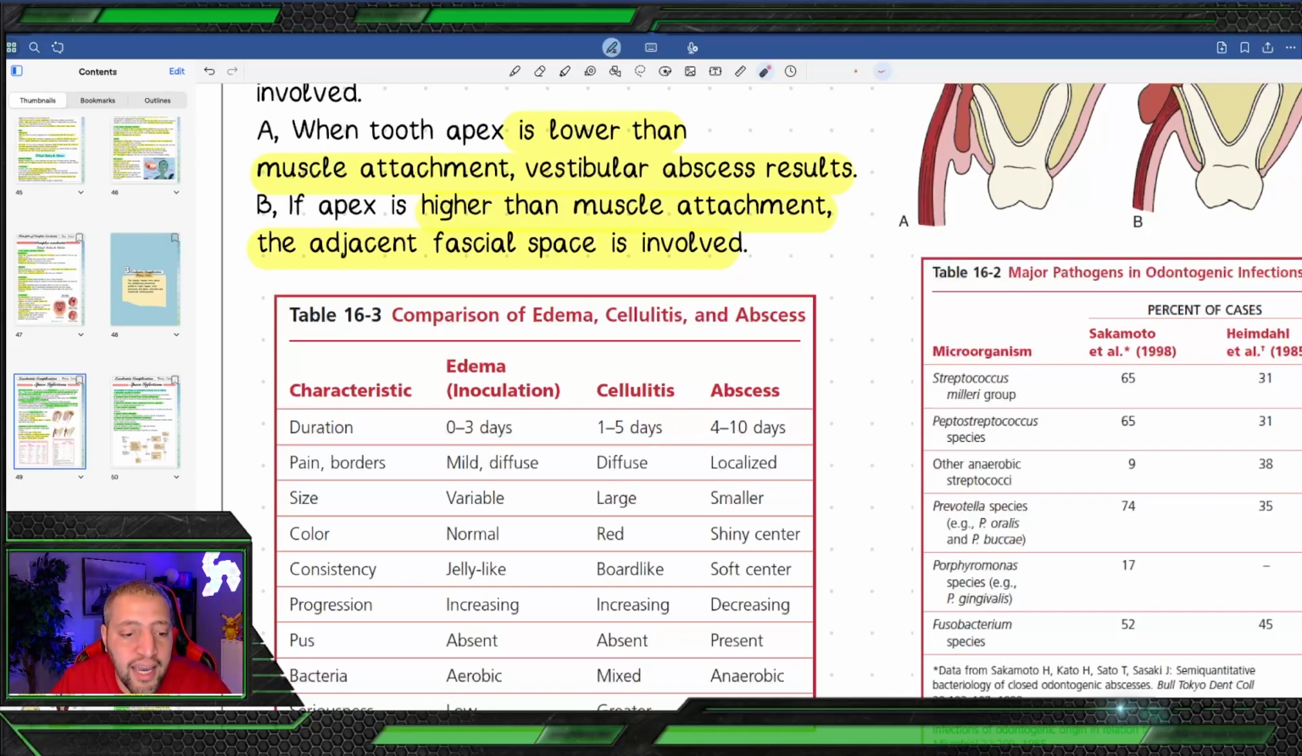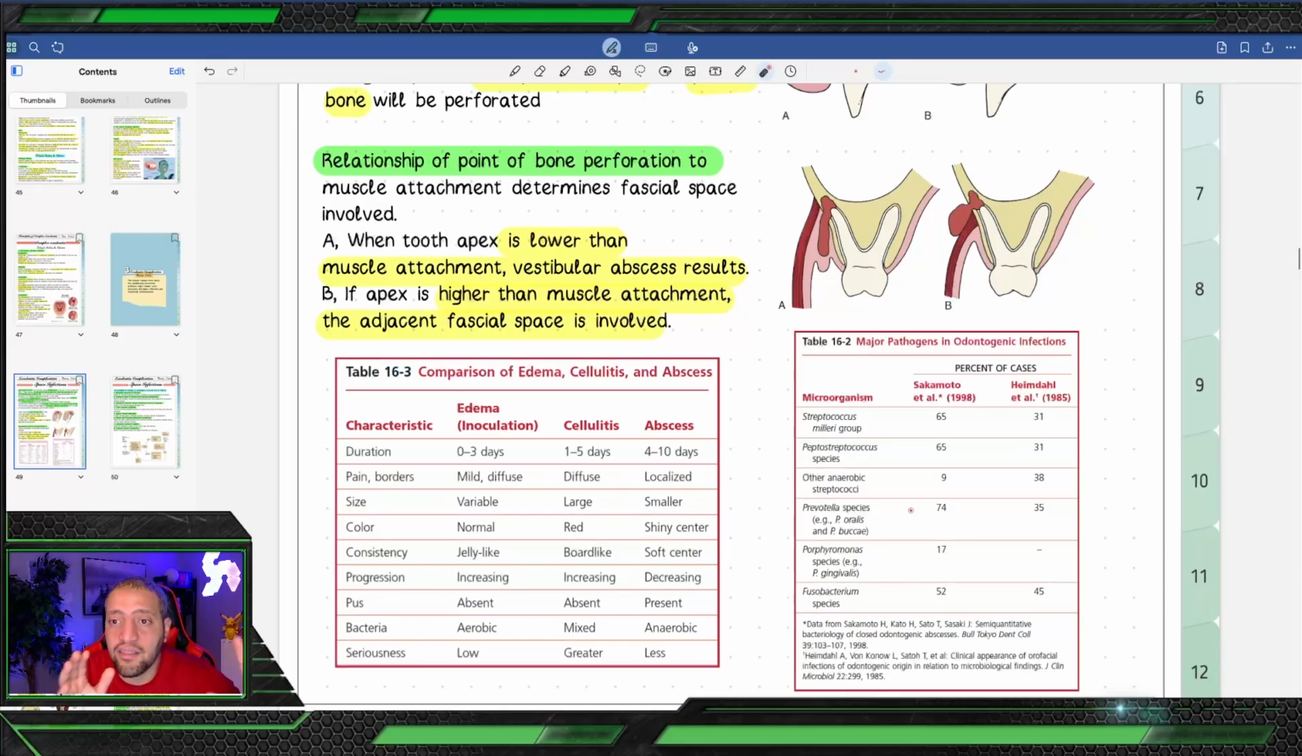Bacteria is mixed, and seriousness is greater because this infection might lead to spread of infection to different locations inside your body. So it's related not only to infection, it's related to the location and related to the immunological status of our patient. So this is the difference between cellulitis and abscess. So I would like to confirm cellulitis is more diffuse and is more dangerous. Edema, most commonly, the seriousness is low because it's related to this area only.